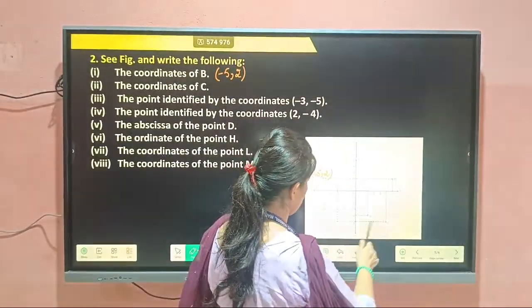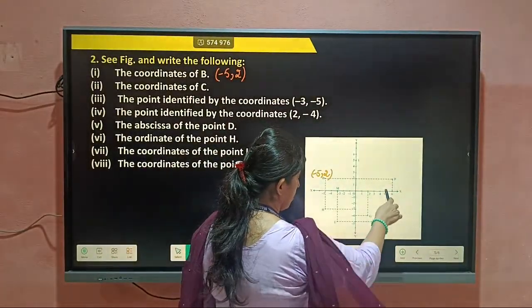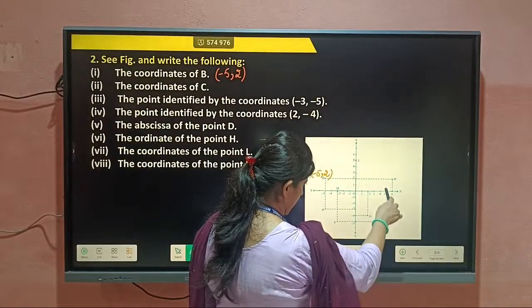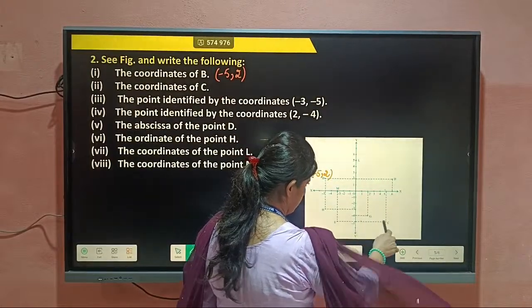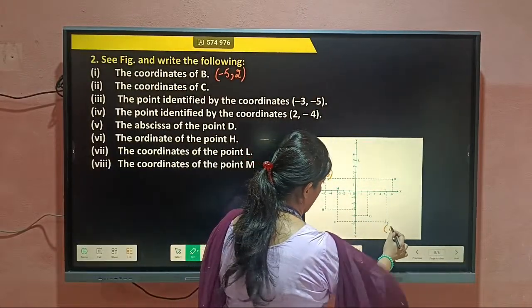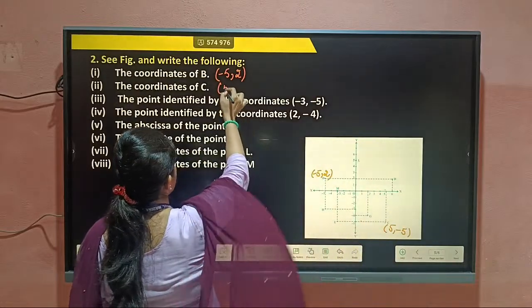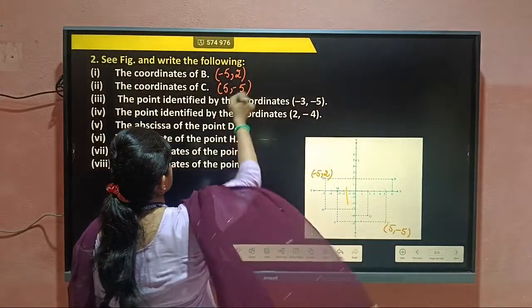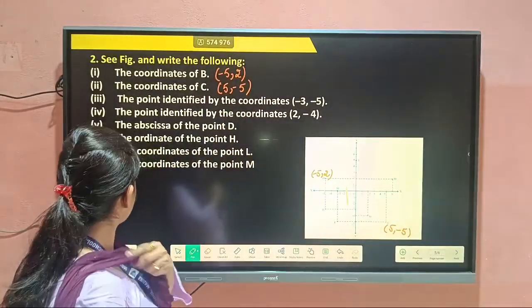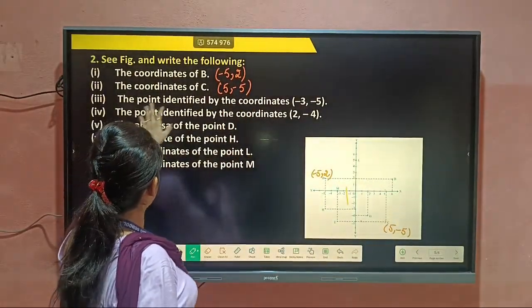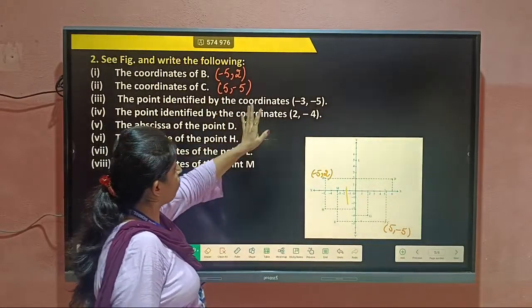Where is C? I think this one. Coordinates of C: the x point is 5 and the y point is -5. So the point is 5 and minus 5, right? Next, the point identified by the coordinates.